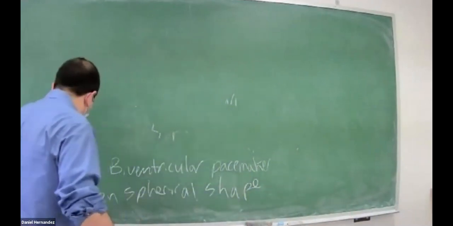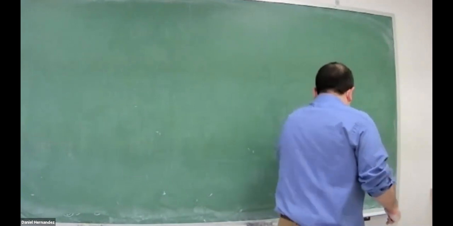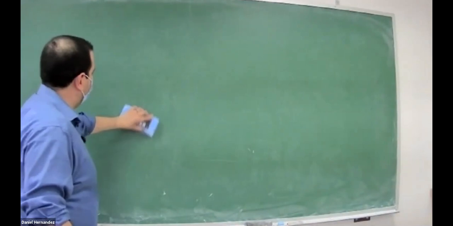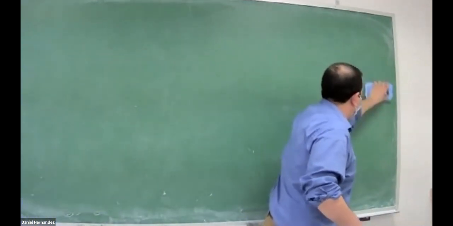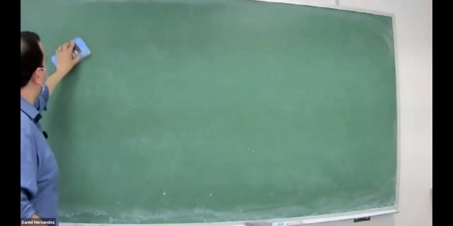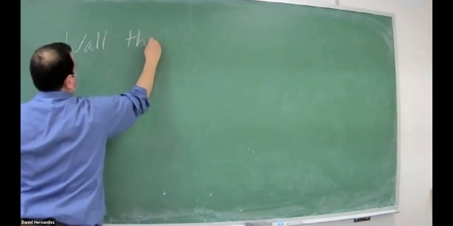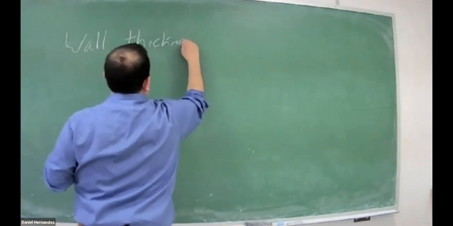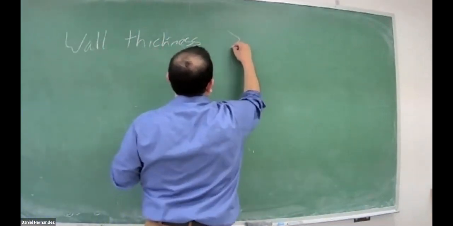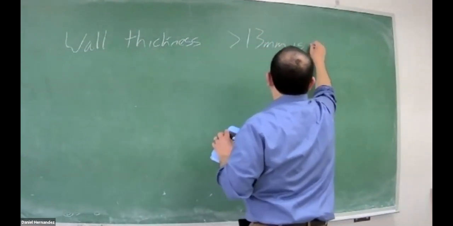Just real quick about wall thickness for the heart. Greater than 13 millimeters is considered a thickened cardiac wall. So for wall thickness, greater than 13 millimeters is thickened.